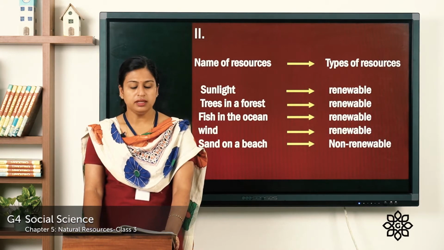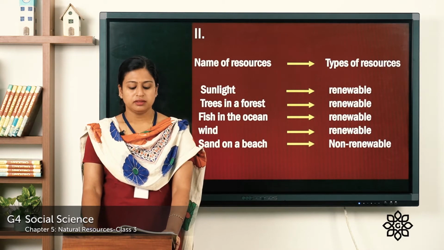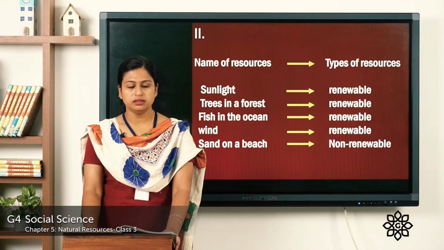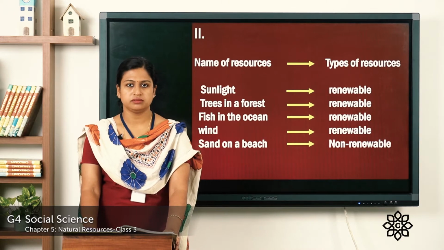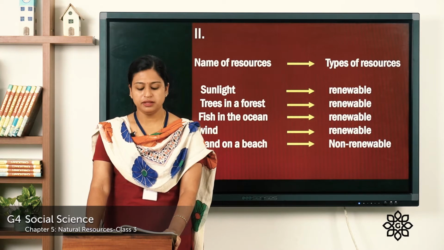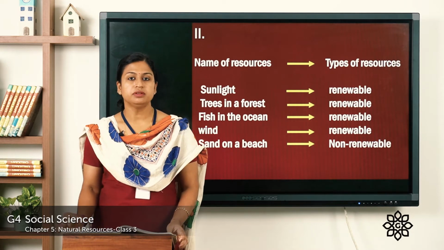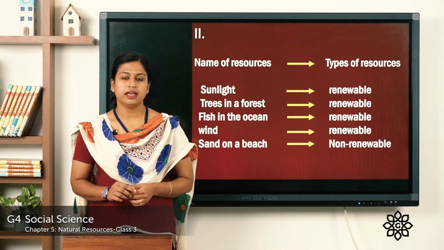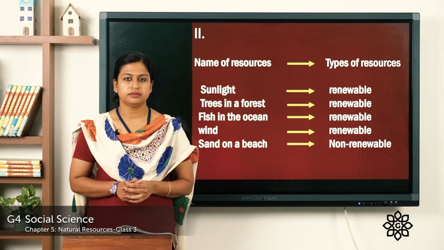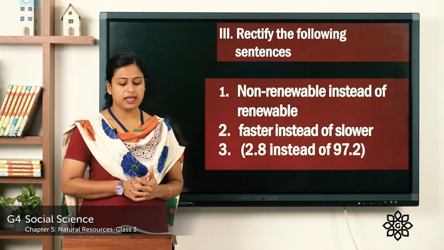Third one, only 97.2% of water available on the earth can be used by humans. Fourth, the rainwater that seeps into the earth is called surface water. Fifth one, drip irrigation helps in increasing the wastage of water. So you have to underline the incorrect word and you have to write the correct word there. I hope you all have done it. Now let's check the answer.